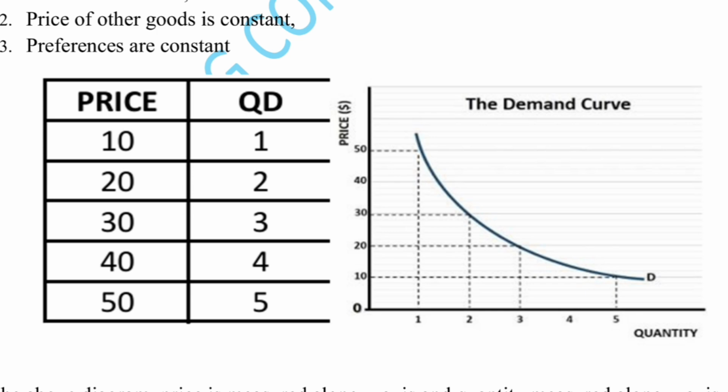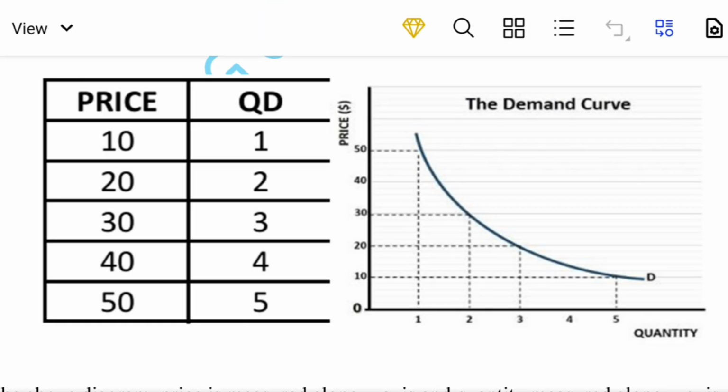So here the demand curve slopes from left to right. Why does it slope from left to right? One reason is that when the prices are decreasing, the consumer is going to be increasing his consumption of the commodity. That's why it slopes from left to right.